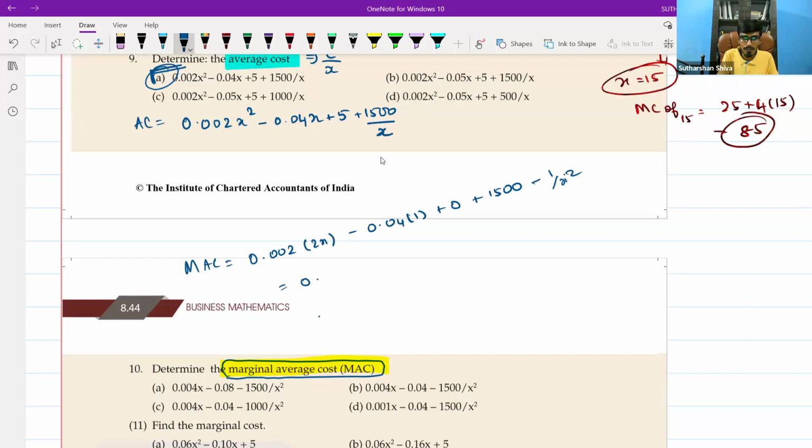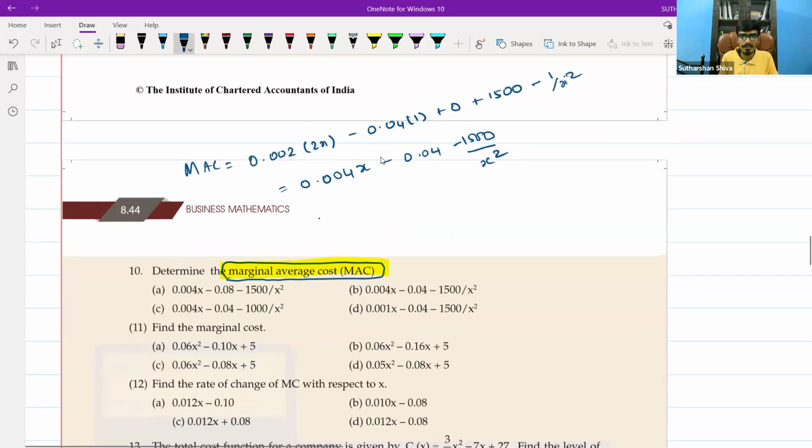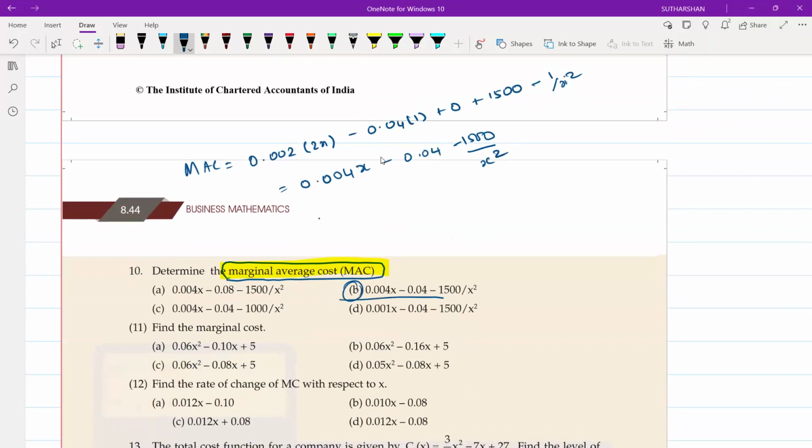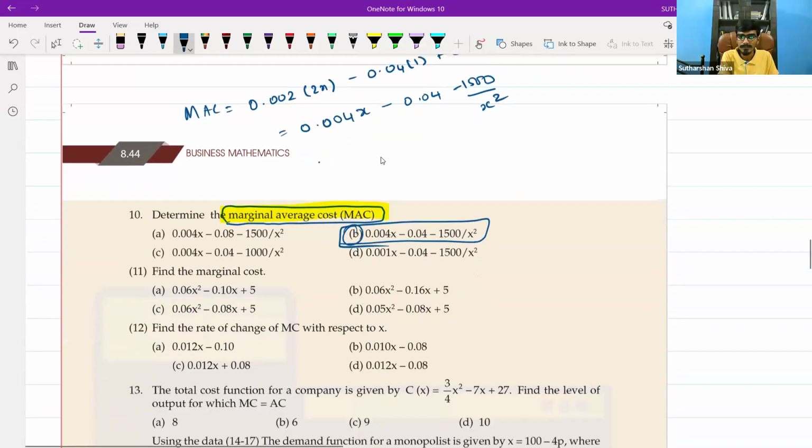So finally, it will become 0.002 into 2, which is 0.004x, minus 0.04, minus 1500 divided by x square. So what's my answer? My answer is option A. Sorry, option B is my answer.